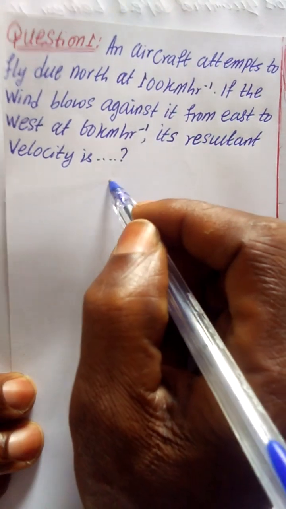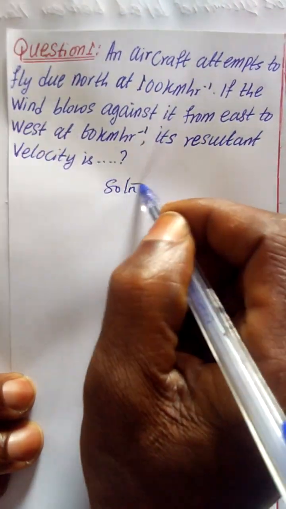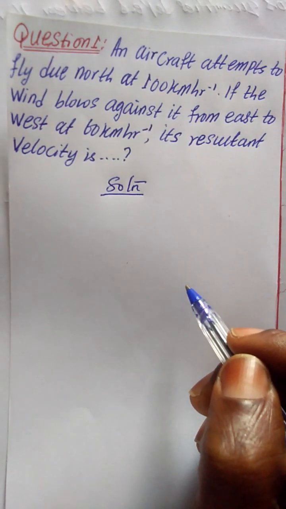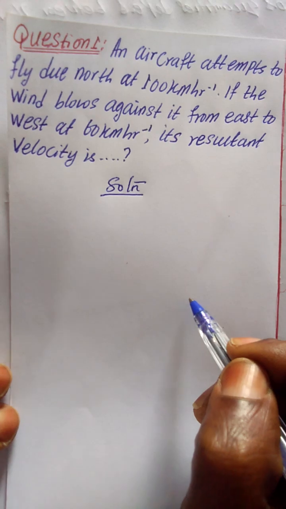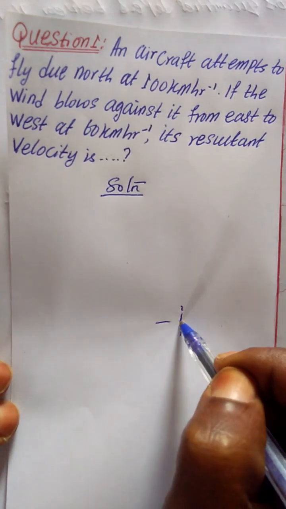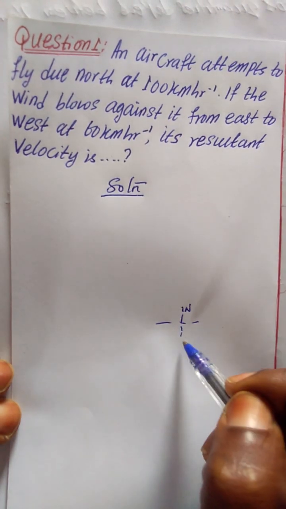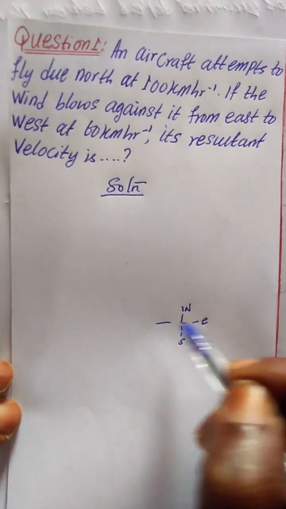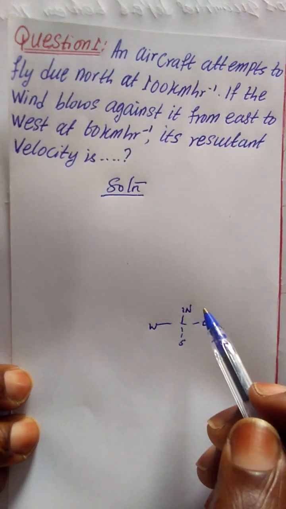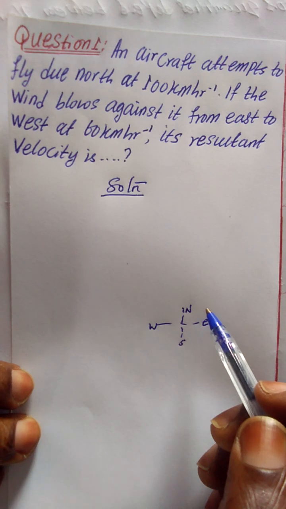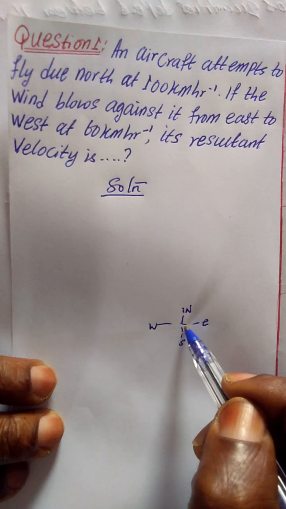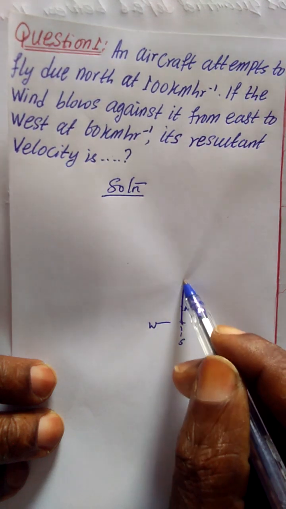So here I have my solution. To do this question, first of all, I must represent the cardinal points. Here are the cardinal points: the north, south, east, and west. Let's follow the question one after the other. It said an aircraft attempts to fly due north at 100 kilometers. So this is the northward direction.